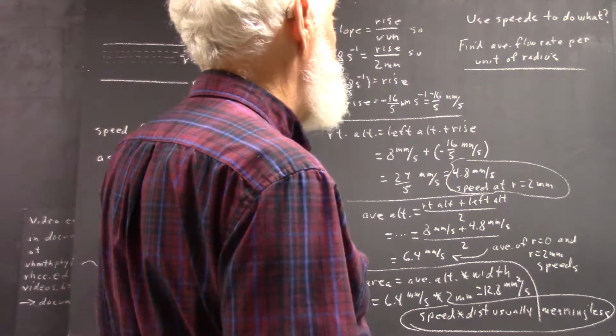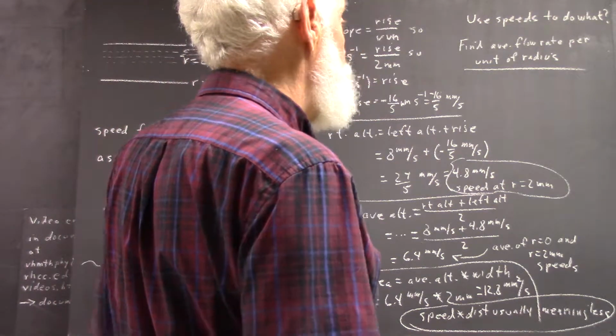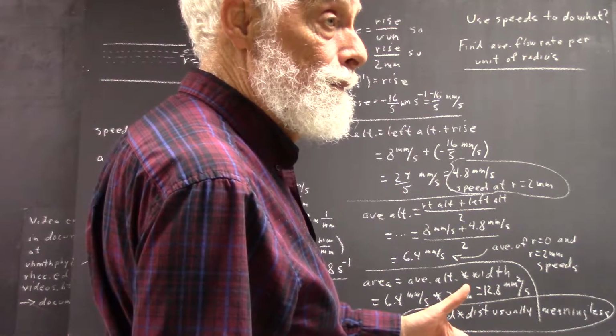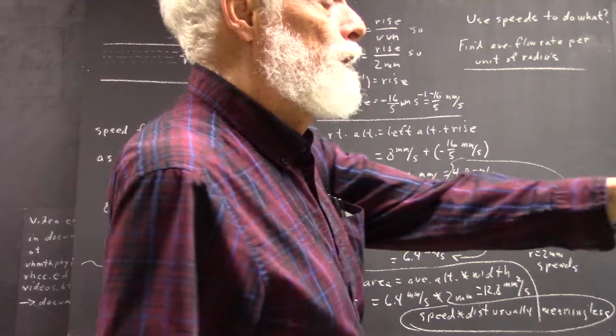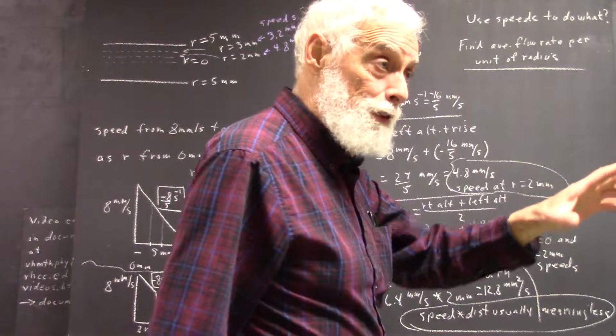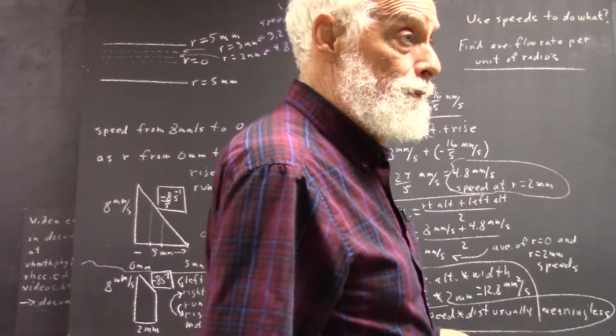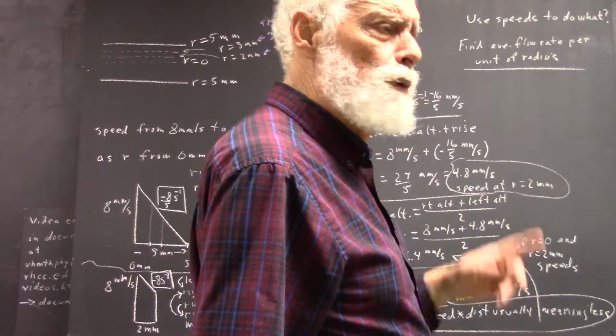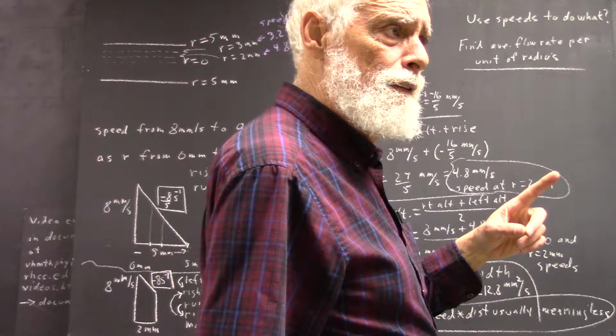Well, what is that? How fast it's going. Well, it tells you in the sentence. The next thing in the sentence says that's equal to what? R equals 2 millimeters. What now? R equals 2 millimeters.